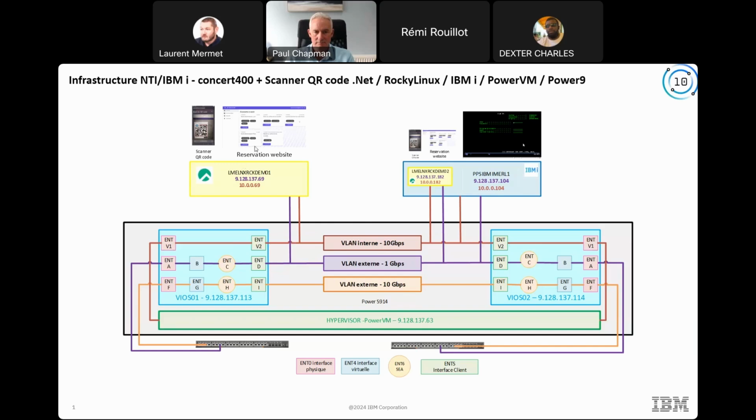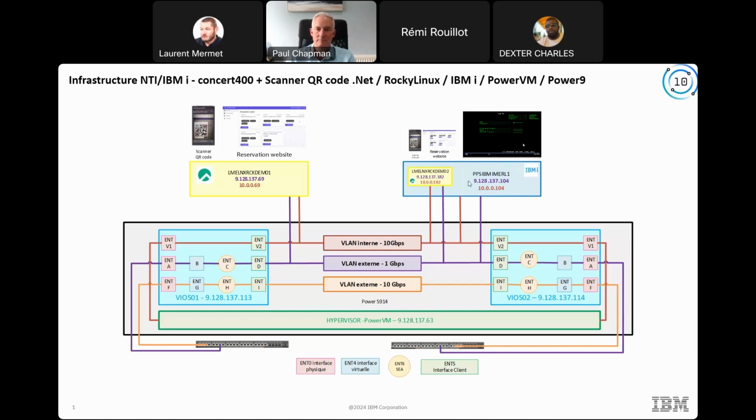Each partition is a Linux, a Rocky Linux, which has two interfaces, one interface to go on the external VLAN and one interface to go on the internal VLAN. And we have an IBM i partition. This IBM i partition has two interfaces, one to the external VLAN and one to the internal VLAN.